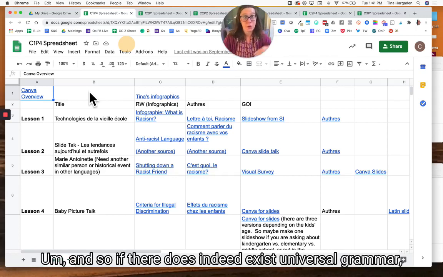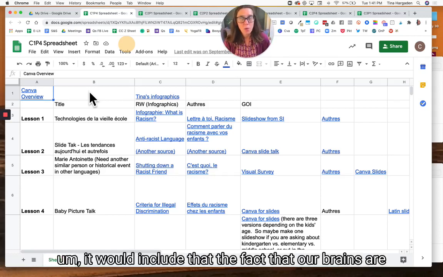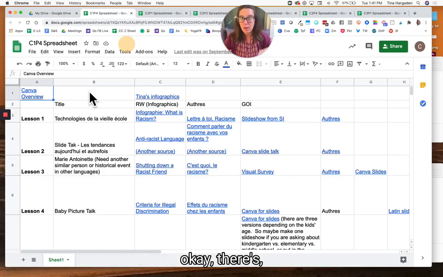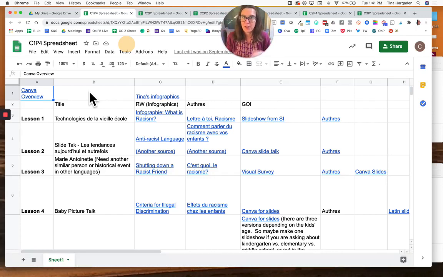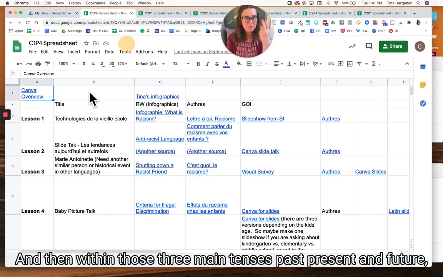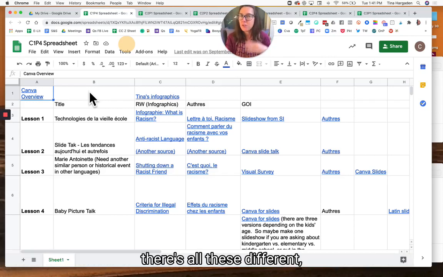And so if a universal grammar does indeed exist, it would include the fact that our brains are thinking, okay, there's going to be something in this language that expresses the temporality of when things happen. And then within those three main tenses, past, present, and future, there are all these different aspects or moods or both that can combine.